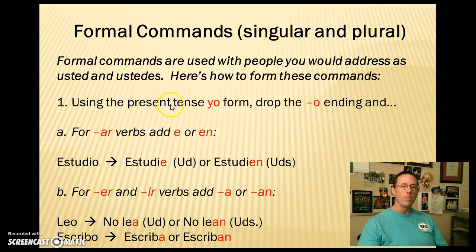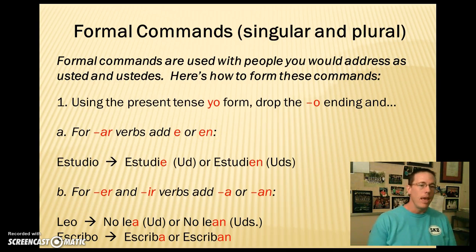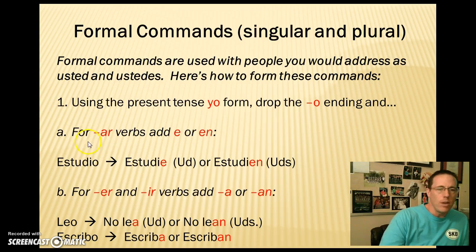Number one, using the present tense yo form, drop the o ending, and for AR and ER verbs, add an E or an EN. I know that sounds a little weird because they're AR verbs, why are you adding an E, and if you skip down to B right here, it says for ER and IR verbs, add an A or an AN. So it's kind of weird. It's like you're conjugating ER and IR verbs like AR verbs and AR verbs like ER and IR verbs, and that just makes it a command somehow. And in a way, that's right. So anyways, let me show you a couple examples.